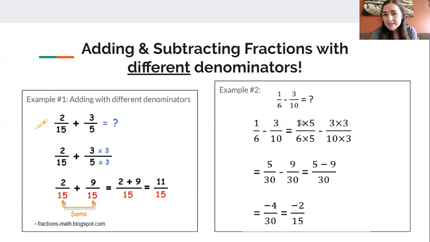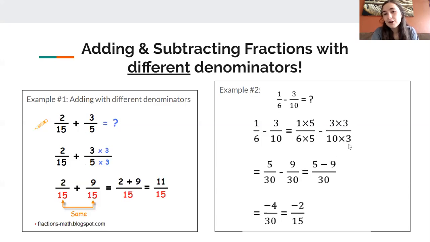So we take 1/6, then we're going to multiply the top and the bottom by 5 to keep it the same. So we have 1 times 5 over 6 times 5. And then we're going to multiply the top and the bottom of our second fraction by 3 so we can get that 10 to magically change into a 30.